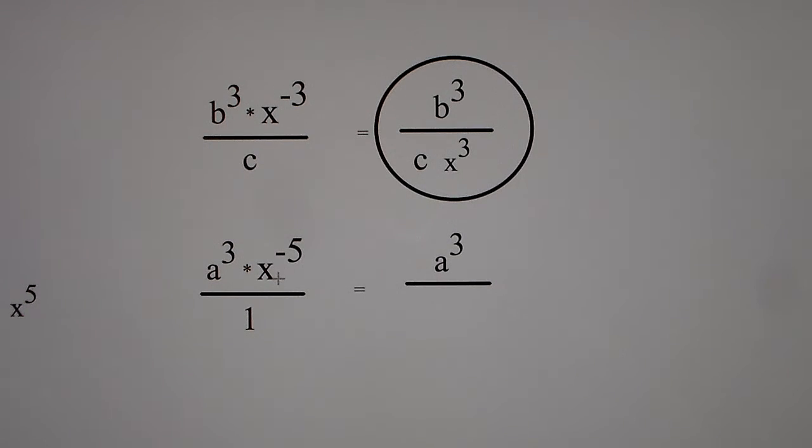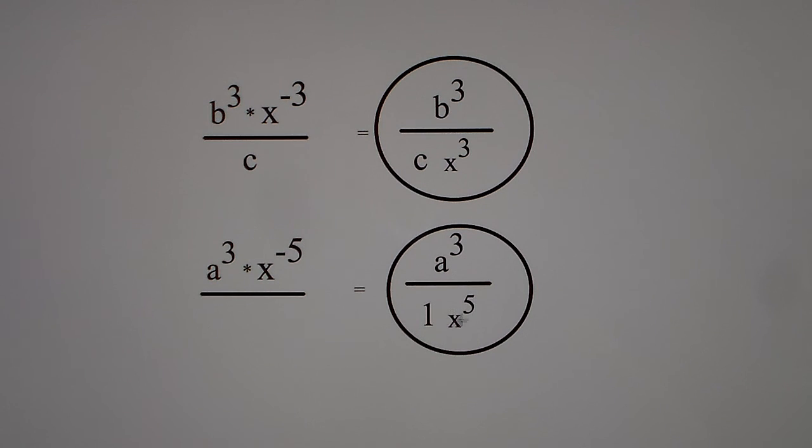Let's do this next problem down below. We have a to the third times x to the negative 5 divided by 1. We have to get rid of that negative 5 in the power. So we're going to move this x to the negative 5 down to the denominator. So it turns into x to the positive 5, because all it is is a change of sign. And that 1 will stay on the bottom, because it's just a power of an imaginary 1. A to the power of 3 is positive, so you just leave it up there. So our final answer would be a to the third divided by 1x to the fifth.